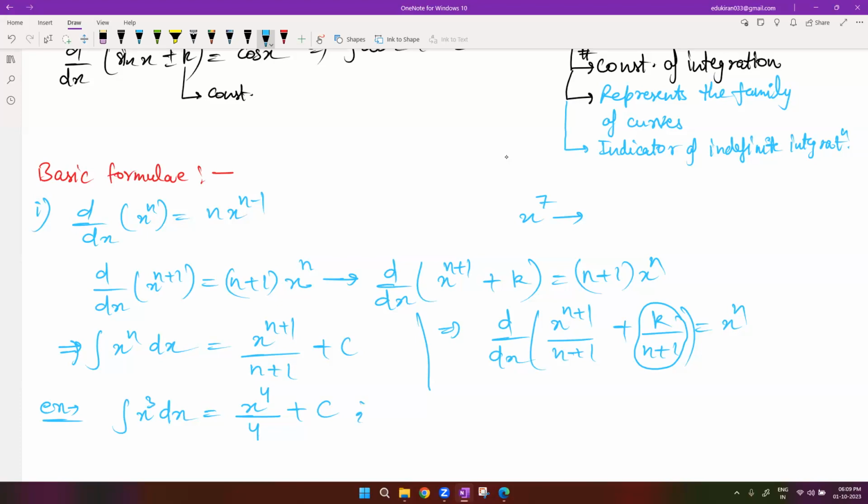Come on, once more. What would be the integration of x to the power 11? Quickly, don't write. Please speak up. Don't write.